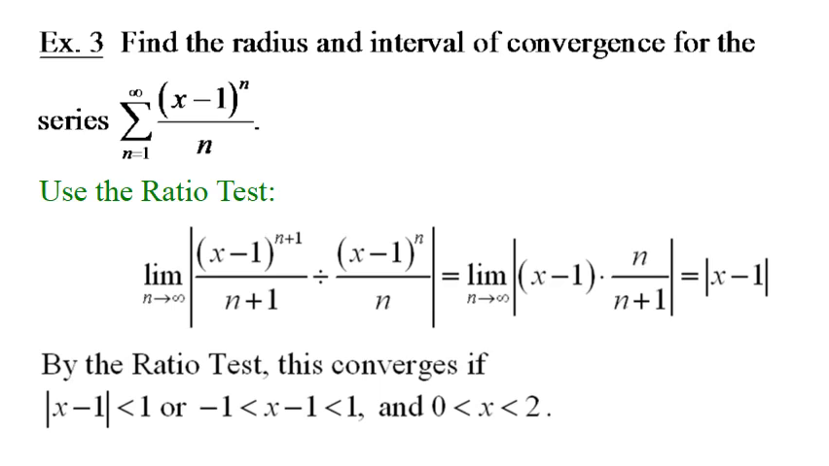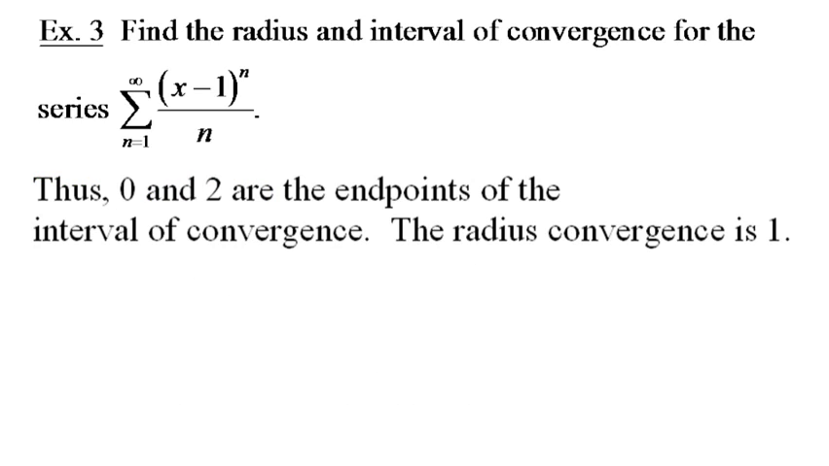The ratio test says that the series converges if this limit is less than 1. So solving the inequality, the absolute value of x minus 1 is less than 1. I can see that x minus 1 must be between negative 1 and positive 1. And then solving for x, x must be between 0 and 2. This makes the endpoints of the interval of convergence 0 and 2. There's a distance of 1 from the center to the edges of this interval, so the radius of convergence is 1. Now we need to test the series for convergence when x is equal to each of the endpoints.